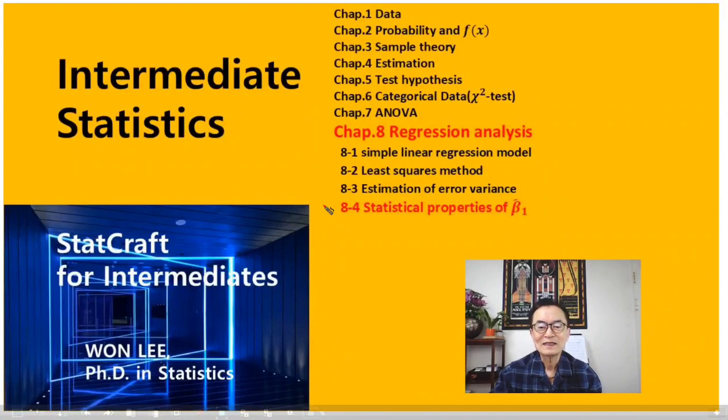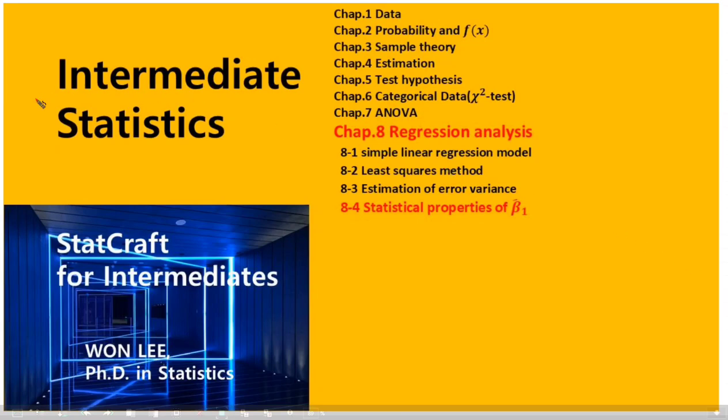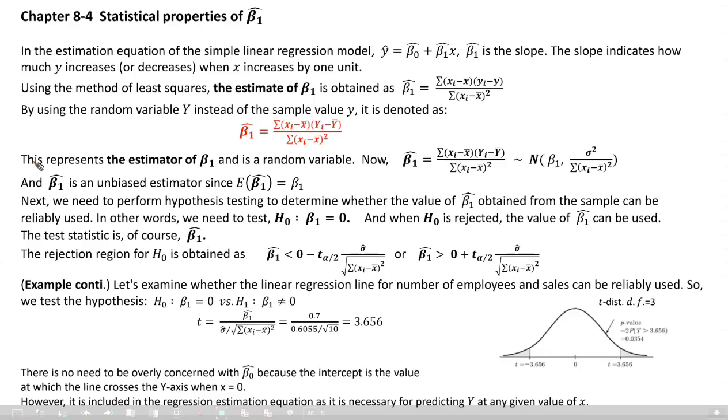Everyone, I'm Wan Lee. I'd like to investigate the statistical properties of beta 1 hat. Beta 1 hat is, of course, the estimate of beta 1. Beta 1 hat means the slope of the line, right? Let's see. What are the statistical properties of beta 1 hat?